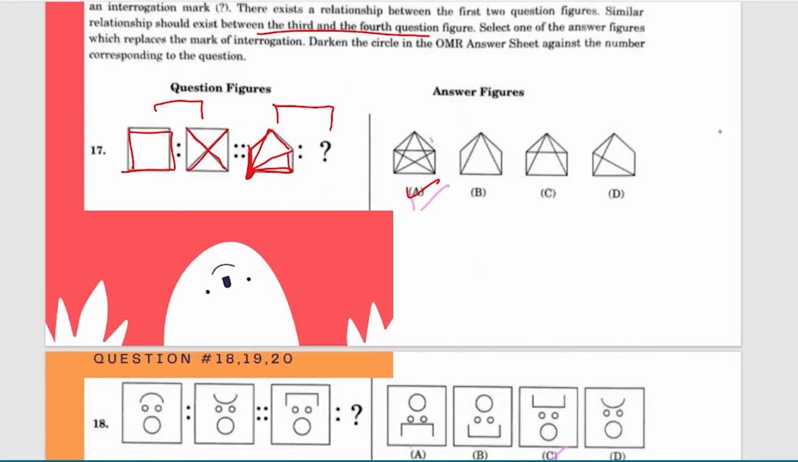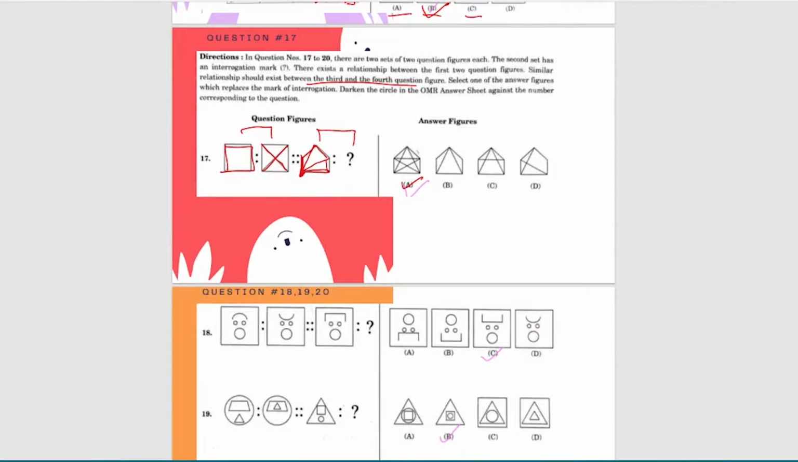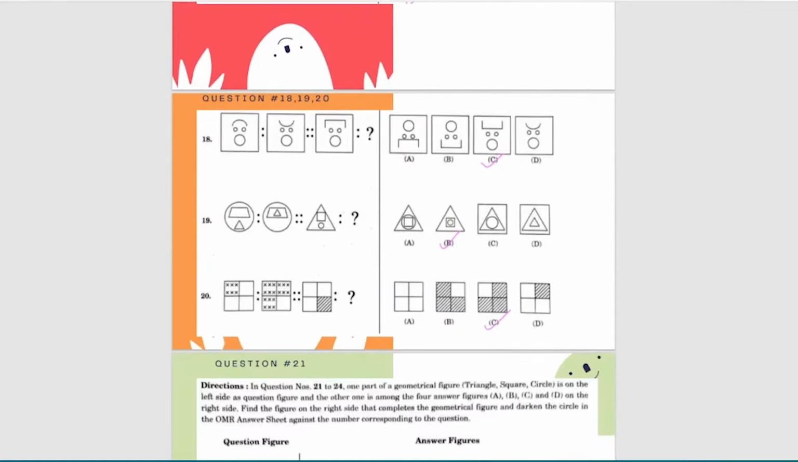And we can see that in B also, you might think that since we have drawn two lines over here, maybe the answer figure should also have two lines. But that is not true. We have actually drawn two diagonals over here, basically all the diagonals of the square. So we should draw all the diagonals of the pentagon. So that's why the answer is answer A.